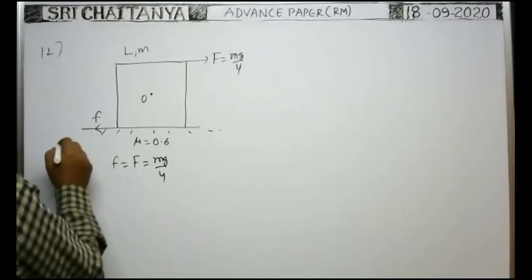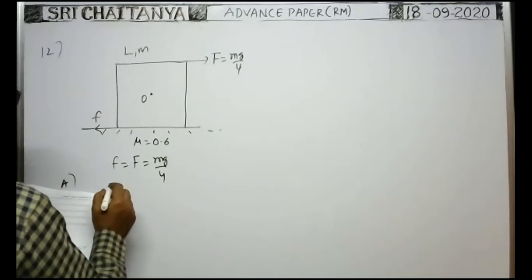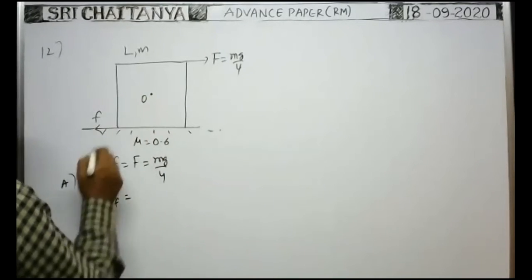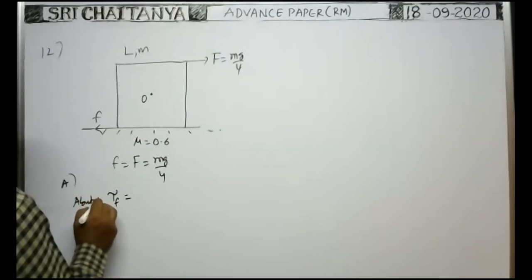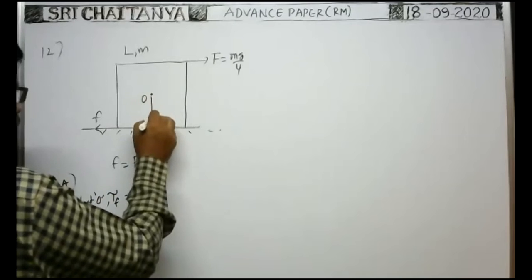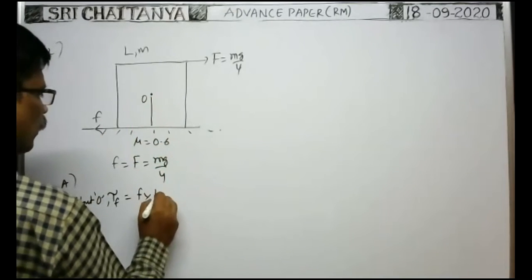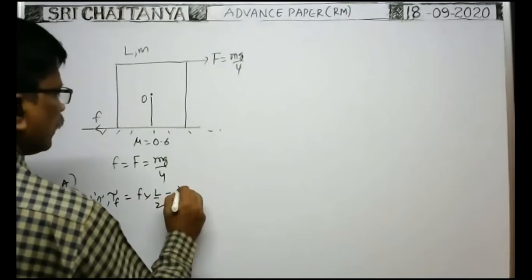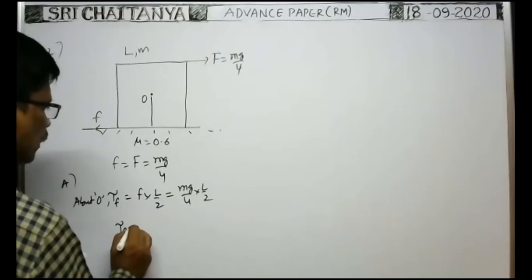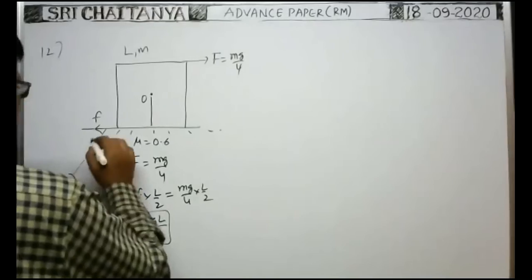Now, about the first option A, the magnitude of torque experienced by the cube due to frictional force. Torque due to frictional force about O, they asked, is equal to frictional force F into the perpendicular distance of the frictional force from this point O, that is L/2 only. That is equal to mg/4 into L/2. Therefore, torque due to frictional force is equal to mgL/8. So this option A is correct.